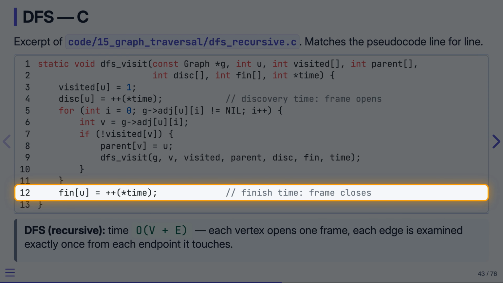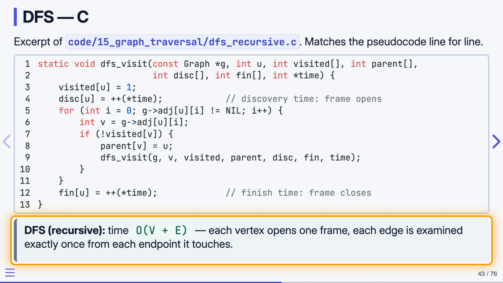When the loop is done, every neighbor has been handled. It records the finish time. It adds 1 to the counter again and stores it in finish at U. This is the moment the frame closes. The total time is big O of V plus E. Each vertex opens exactly 1 frame, and each edge is examined once from each end that touches it.